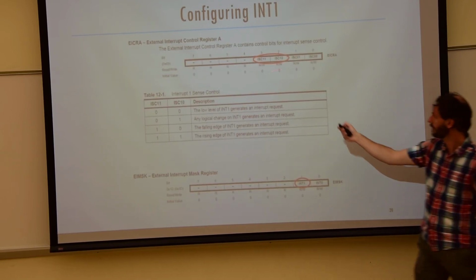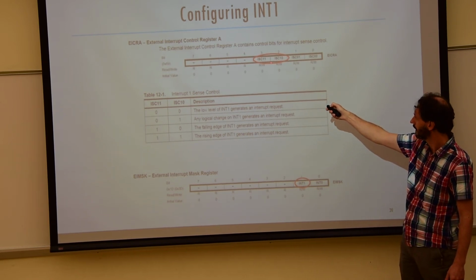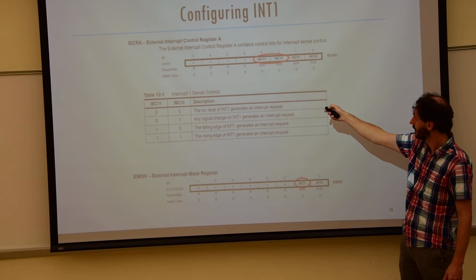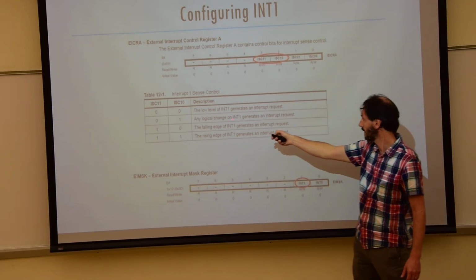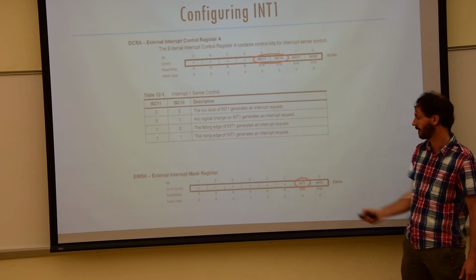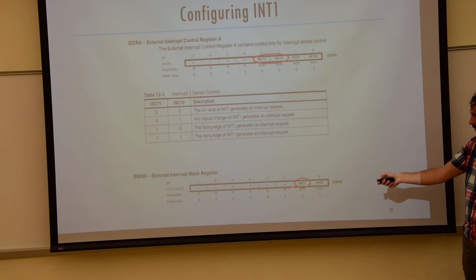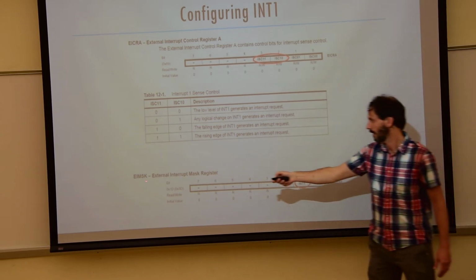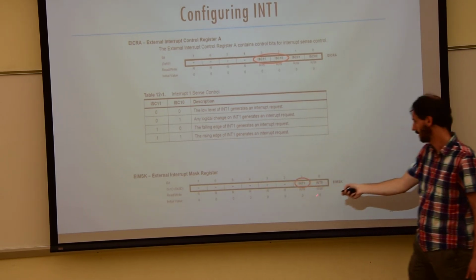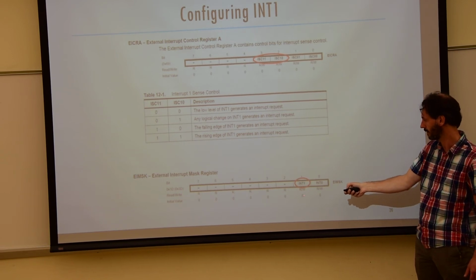So here we have these control registers, and we can talk here about ISC11 and ISC10, which select a falling edge and a rising edge. Those are the ones that we are using all the time. And if I want to enable the interrupt service routine for this particular external interrupt, I have to set this bit to 1.